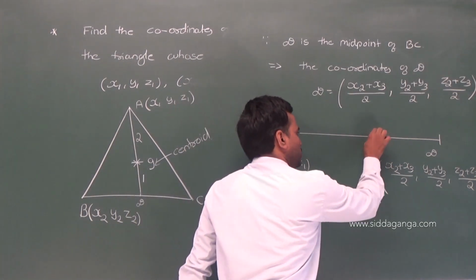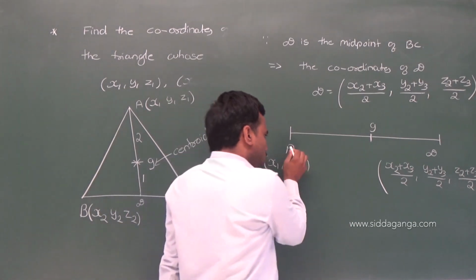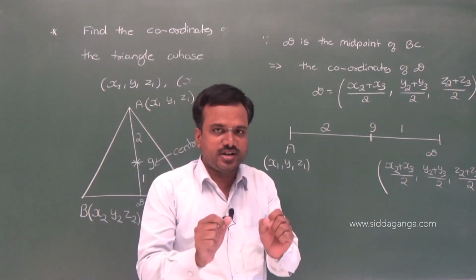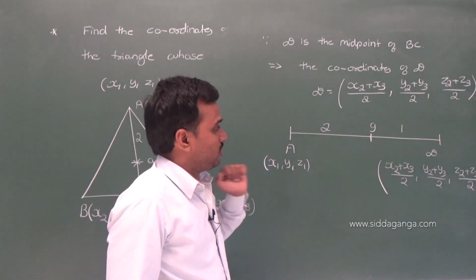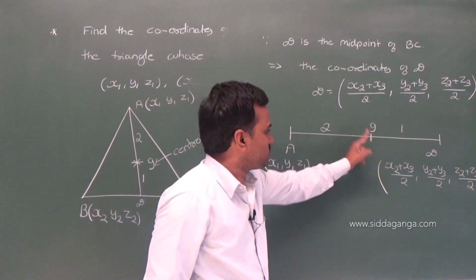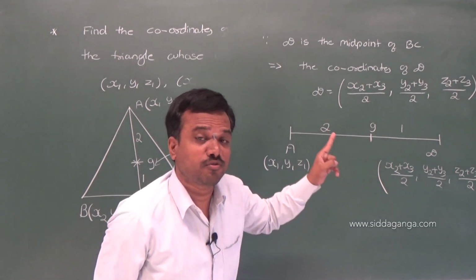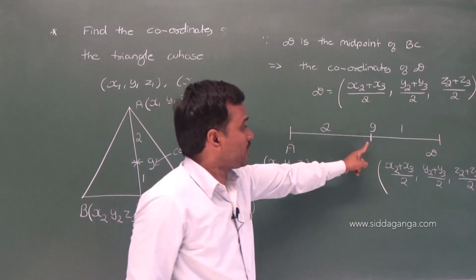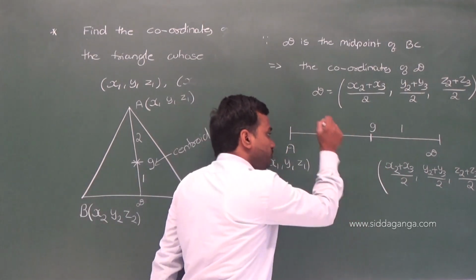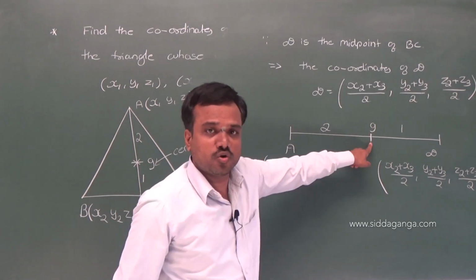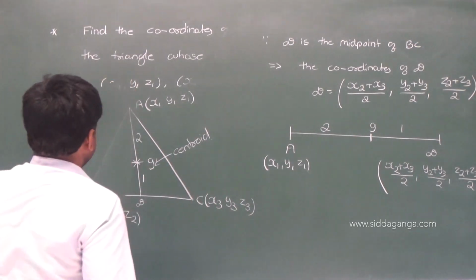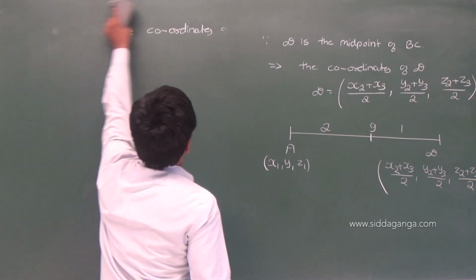So here the point centroid G. Observe carefully. G divides the line joining AD in the ratio 2:1. What is our role? Our role is to find the coordinates of G. So we use which formula? Section formula for internal division. Why do we use internal division? Because G lies inside of AD. To find the coordinate of G, we use the section formula for internal division.